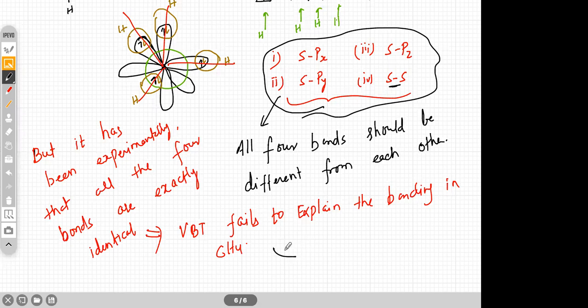To explain the bonding of CH4, we get a new type of theory, which we call hybridization. VBT fails here, and then we got a new theory to explain the bonding here, and that theory is hybridization. Yeah, that's right, Himanshu, correct. Did you understand why we need this concept of hybridization?